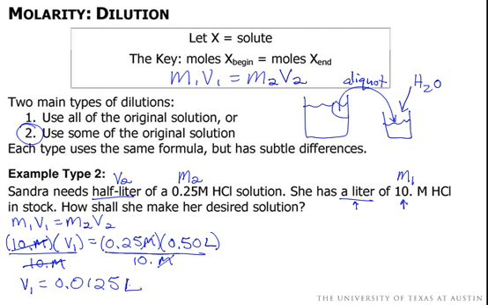I can also convert this to milliliters if I want to by multiplying by 1,000, that is moving the decimal to the right 3 places. So I can use either value. Now this V1, I need to figure out what that is. That is not the answer per se. That is the aliquot.